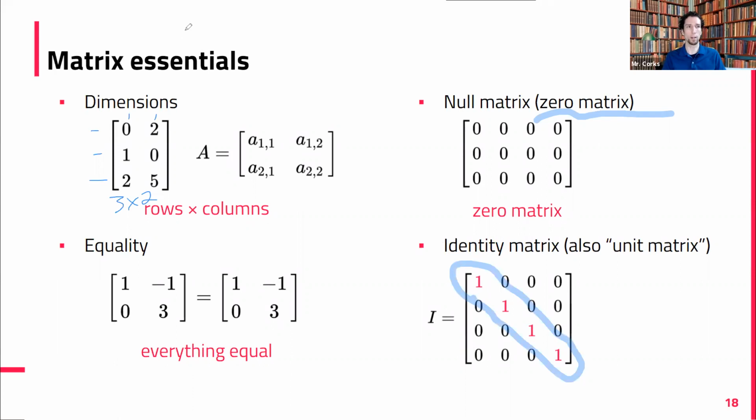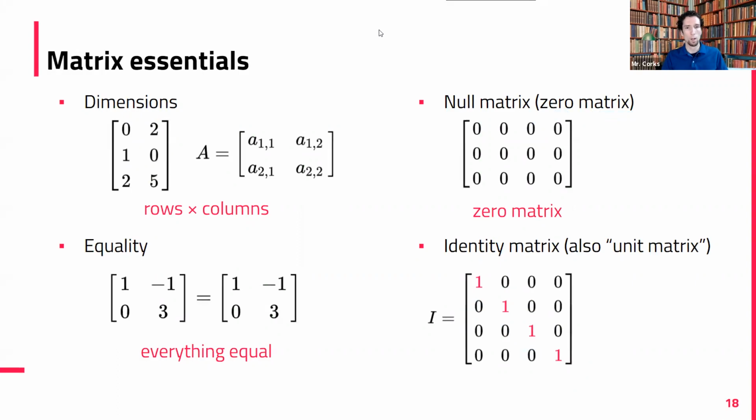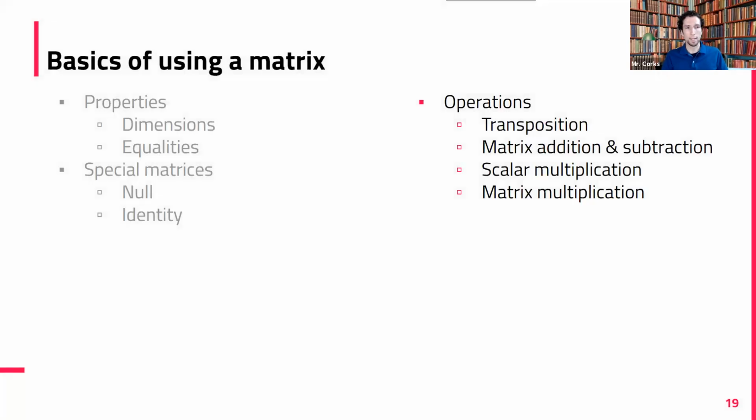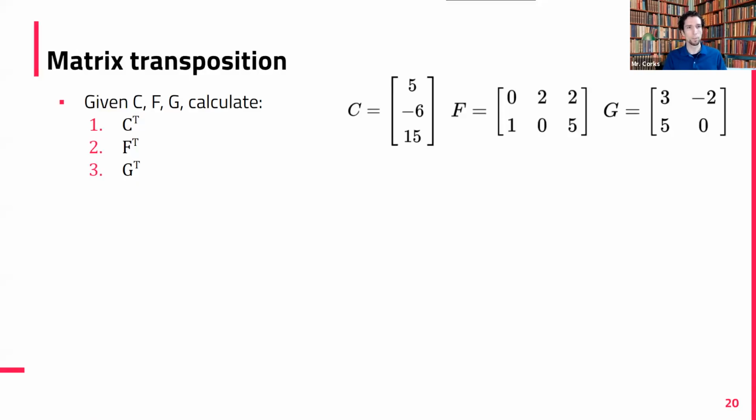and 0s everywhere else. When we talk about addition and multiplication today, we'll see exactly why we care about these two things. Okay, so those are the properties, 2 important properties and 2 types of special matrices. So let's review the transposition and do some addition, subtraction practice, and then we'll get on to the multiplication ones.